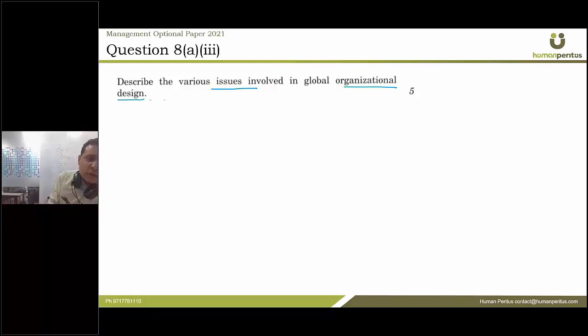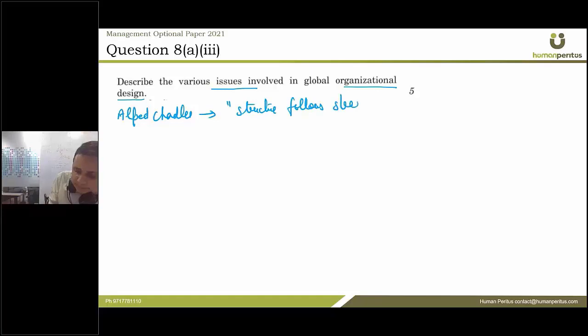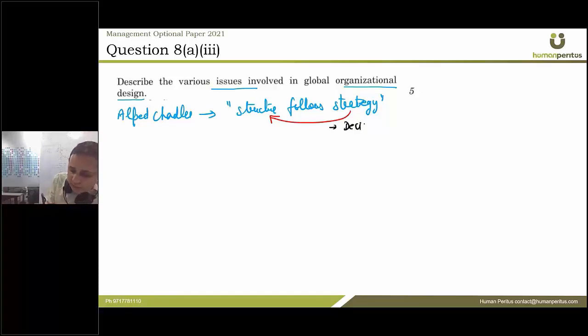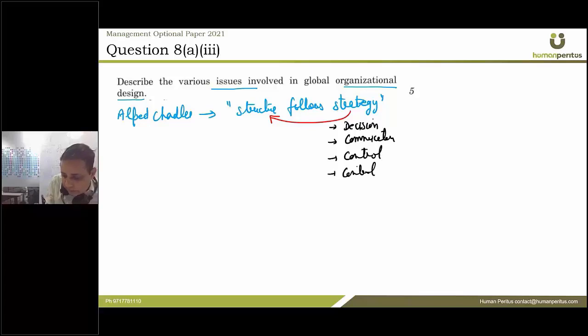So first things first, whenever you think of design or structure, there is a very famous quote which you can use by Alfred Chandler. So this gentleman said what? Structure follows strategy. So whatever your business strategy is, that will drive what the structure or design of the organization will be. This strategy will tell you what your style of decision making is, what your style of communication is, what your style of coordination and control is. And based on these parameters, the structure or design of the organization will evolve.